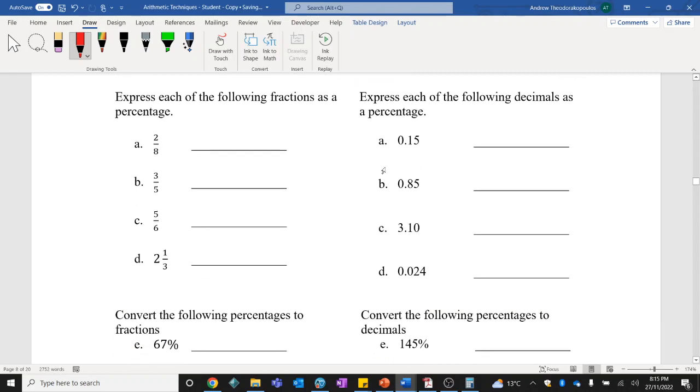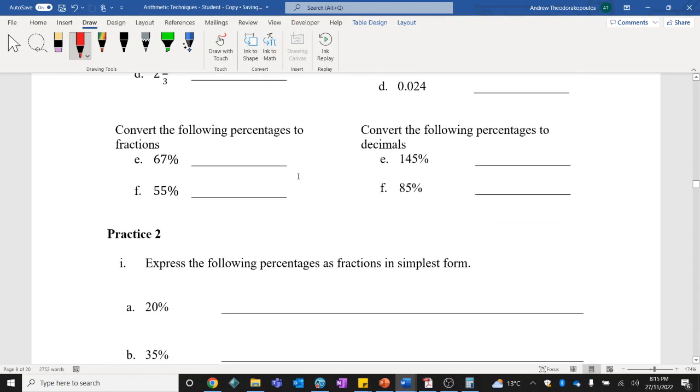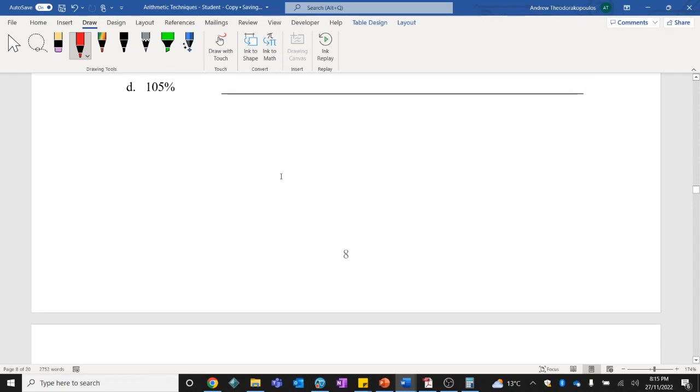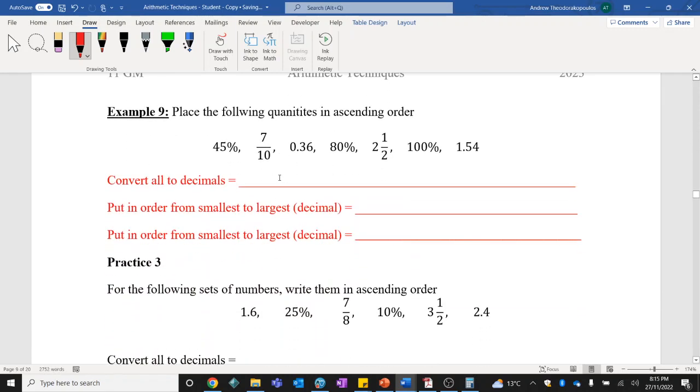So you can have a go at these practice questions. That's part of your homework. It's the exact same thing as from above. Now what we want to do is we want to order all these numbers in order from smallest to largest. That's what it means by ascending order.